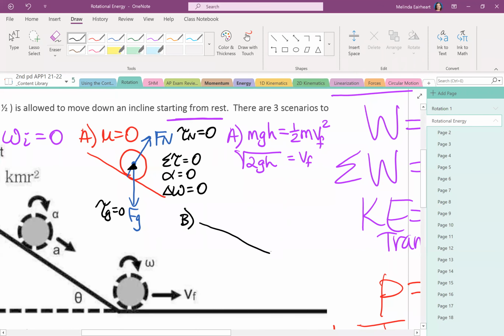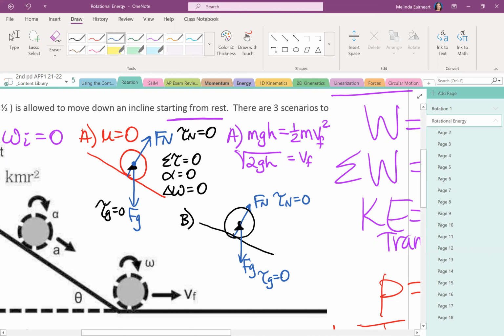B has the heat loss, right? So what would the diagram look like for B? Well, we still have the same center of mass, same hinge, axis of rotation. We still have the same gravitation, right? So Fg down, normal force, perpendicular to the surface. Neither one of them is going to provide any torque still.